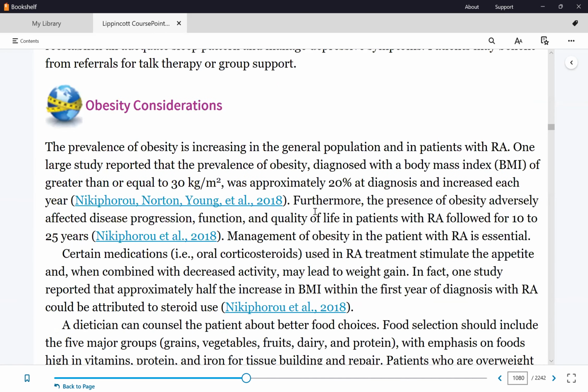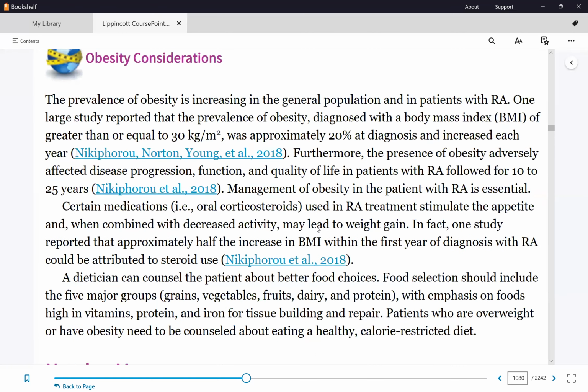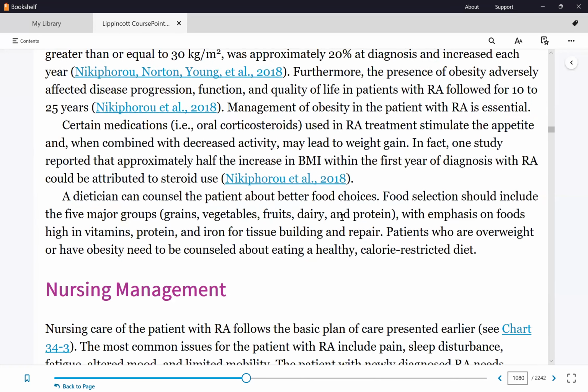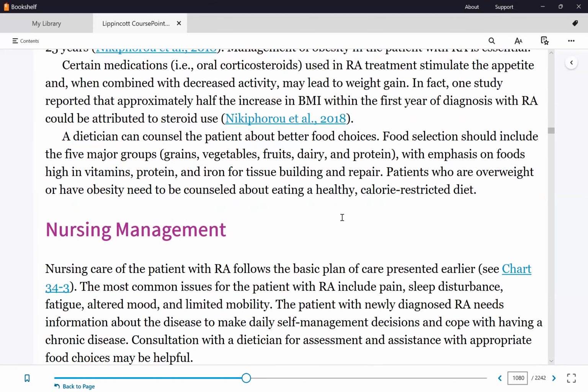Okay, obesity considerations. Of course, with obesity you have pretty much high inflammation in the body, correct? And that will hasten, facilitate the progression of the disease, not to mention additional weight on the affected joint. So this can exacerbate the condition. And then of course, the quality of life, so much pain, reduces mobility even more and prematurely progresses the disease faster than usual.